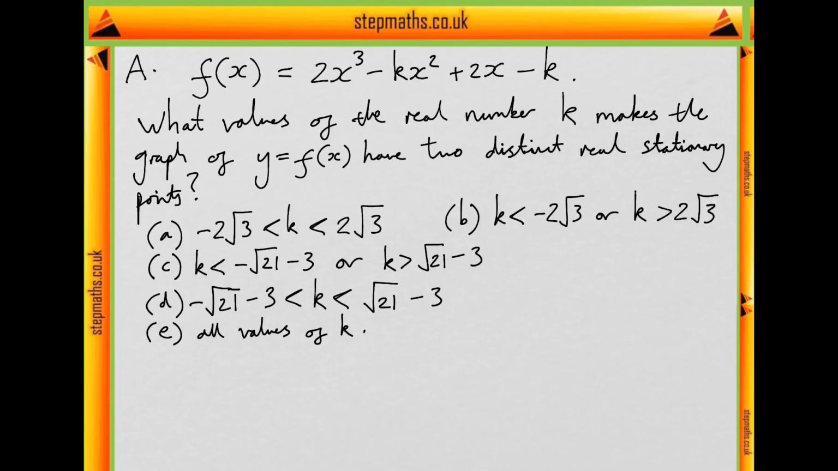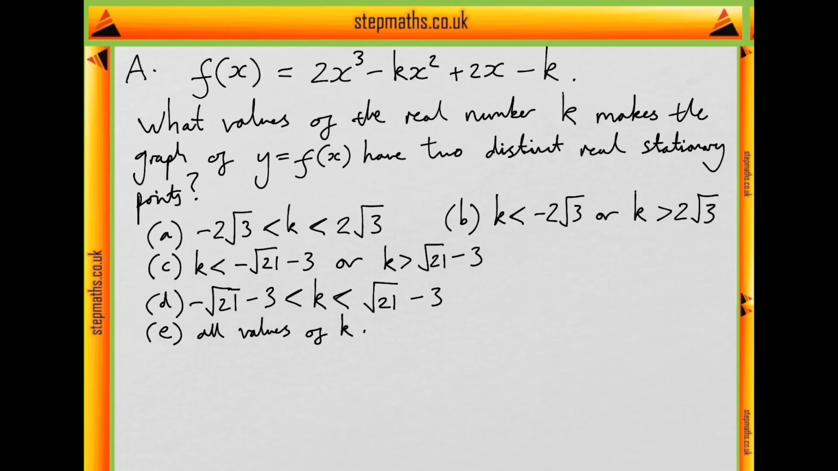And then we're given a list of options. A, k is between minus 2 root 3 and 2 root 3. B is k is less than minus 2 root 3 or bigger than 2 root 3. Then C is k is less than minus root 21 minus 3 or bigger than root 21 minus 3. D, minus root 21 minus 3, or k is between that and root 21 minus 3. And E is all values of k.